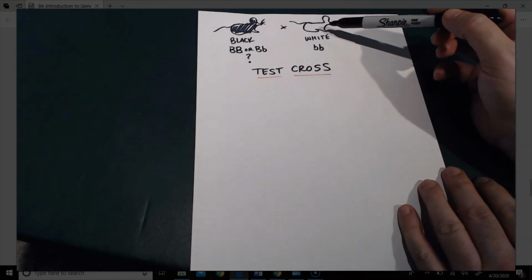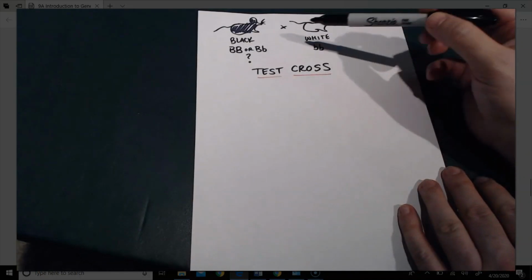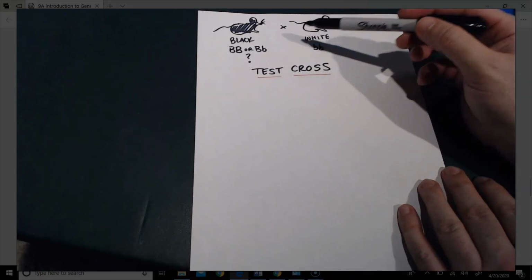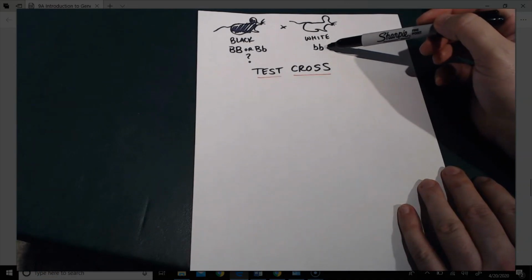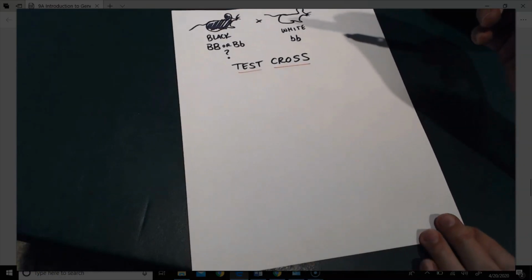And here's the white mouse. And as you can see, he's either a homozygote or he's a heterozygote for the coat color gene. Okay, and then for the coat color gene, this mouse is a homozygous recessive, right? Because the only way to be white is to be little b. So test cross, here we go.